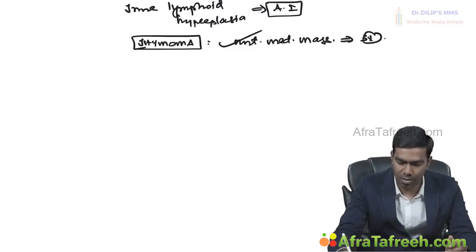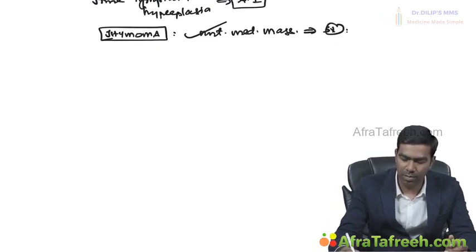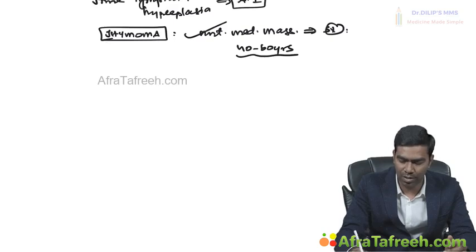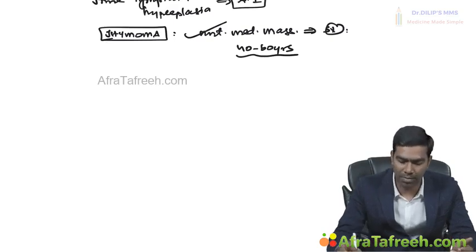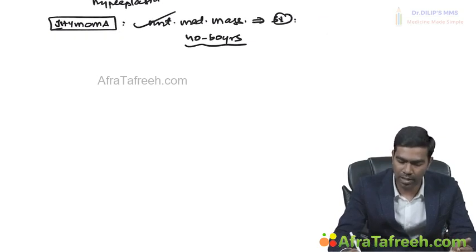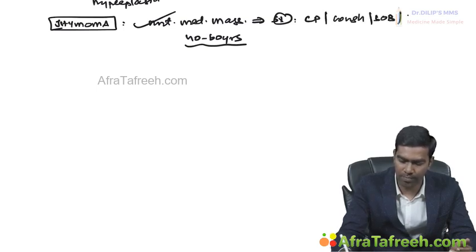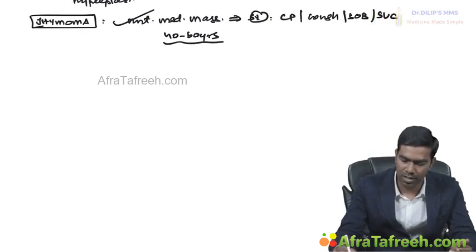Usual symptoms of these thymomas: typically thymomas will happen at around 40 to 60 years of age, and usually they can be asymptomatic or symptomatic. Symptoms can be local symptoms like chest pain, cough, shortness of breath or dyspnea, they can even present with SVC syndrome. This is how they present.